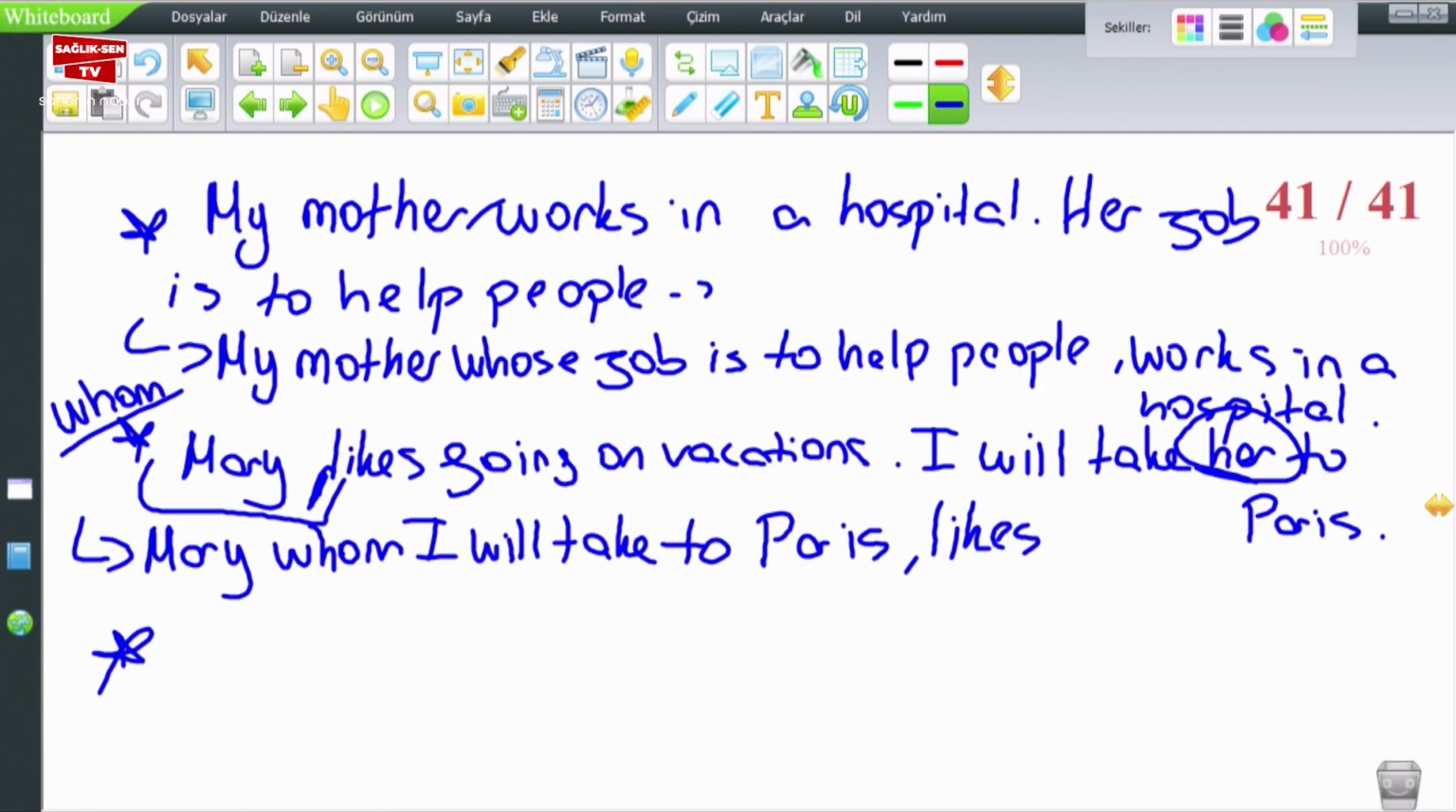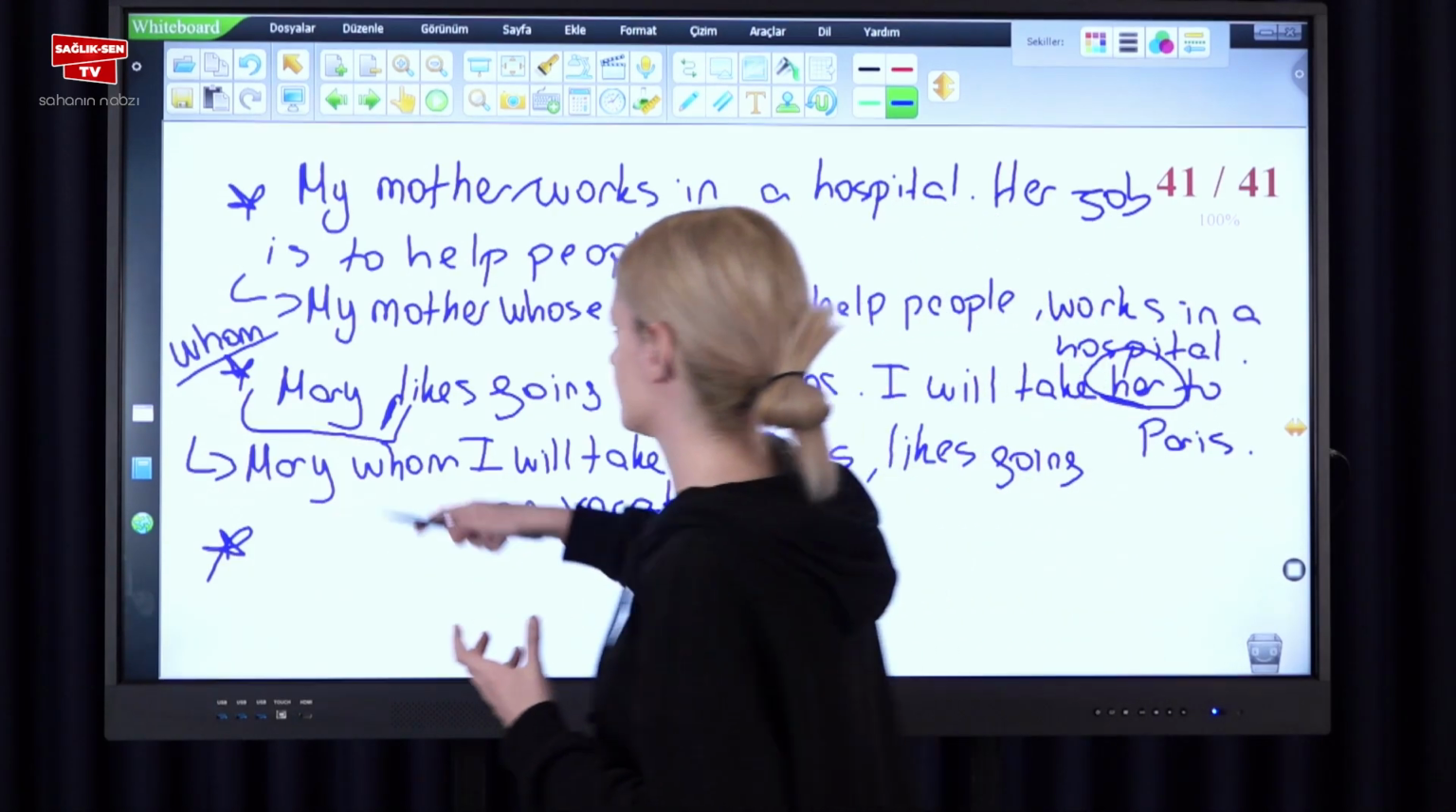Likes going on vacations. So, how you are going to decide which relative pronoun you're going to use is to look at the placements of the common figure of speech in those two sentences.